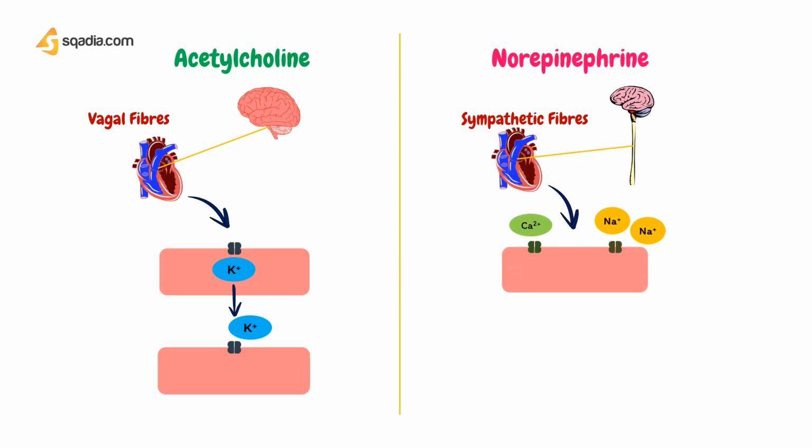Norepinephrine increases the inward sodium current, and so threshold is reached earlier and the heart rate increases. Norepinephrine also increases the force of contraction by increasing the influx of calcium during the plateau phase, which is commonly known as positive inotropic effect.